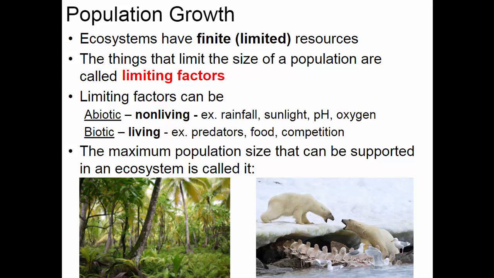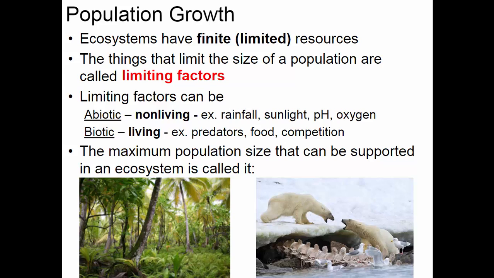Other limiting factors might be biotic, living in nature. Things like the number of predators often controls the number of prey species that can live in an area. Food is considered a biotic factor because it's living. Competition within a species is a biotic factor. So all those things can limit how large a population can be.